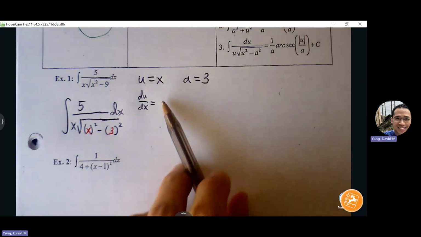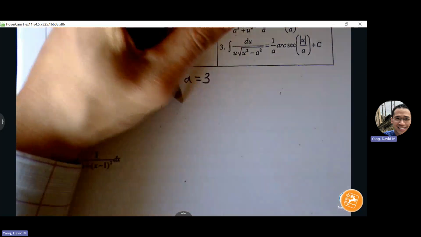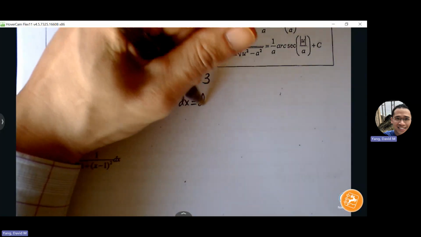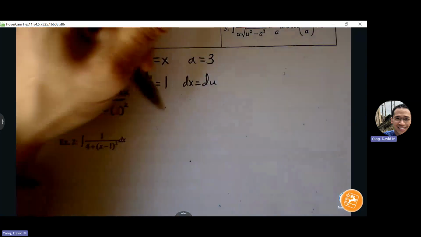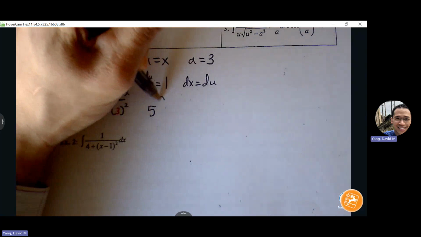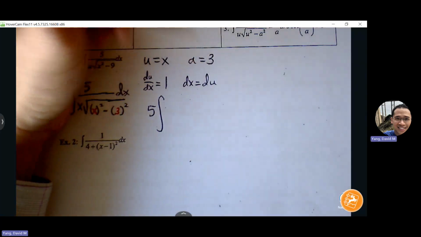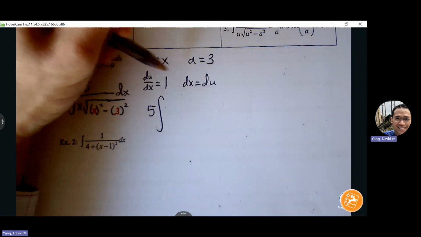What's the derivative of x? 1. Just 1. Okay, and I'm going to solve for dx. dx equals du. So I'm going to make my substitution here. I'm going to pull the 5 out in front because that 5 is going to impact the problem. dx gets replaced with du.